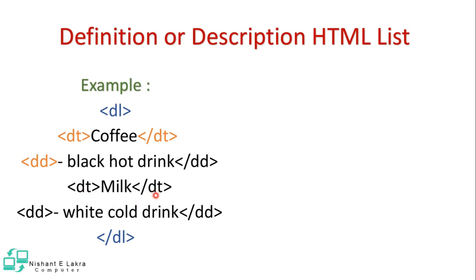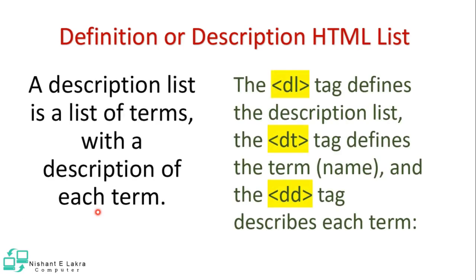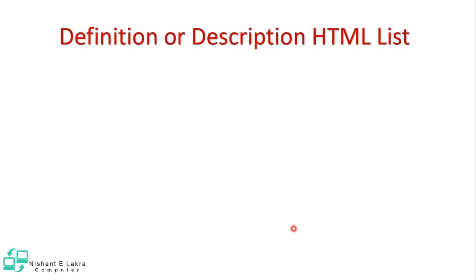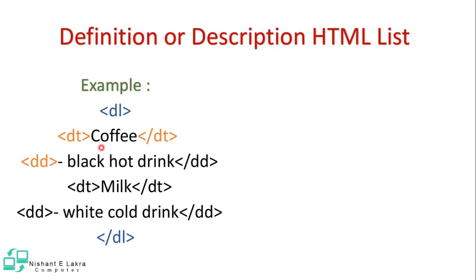Now to describe the name, what kind of milk is this? White cold drink. I will just show you the list of the tags that we're using. The DL tag describes the description list, the DT tag defines the name or the term, and the DD tag describes each term. Here we are using two terms, one is coffee and the other one is milk. So DD is used to describe each term. What is milk? White cold drink. So we started with the DD tag, and we close it with the slash DD tag.